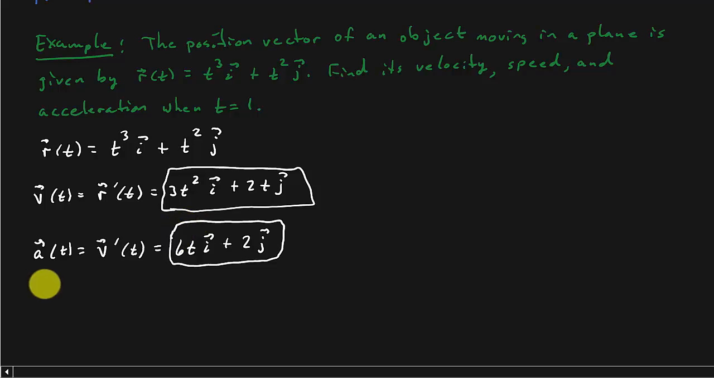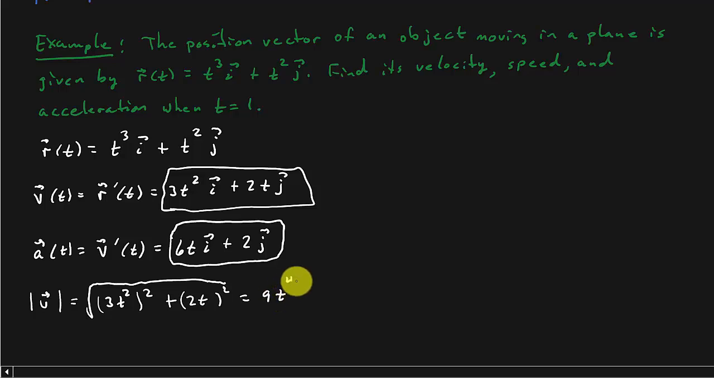And then we want to find the speed. So that's the magnitude of the velocity vector, which is the square root of 3t squared squared plus 2t squared. And so this is just equal to the square root of 9t to the 4th plus 4t squared. And there's your speed. Now, they want us to find the velocity, speed, and acceleration when t equals 1.